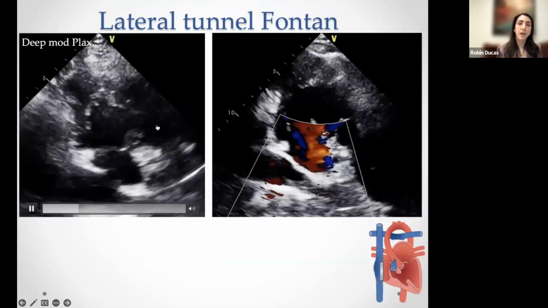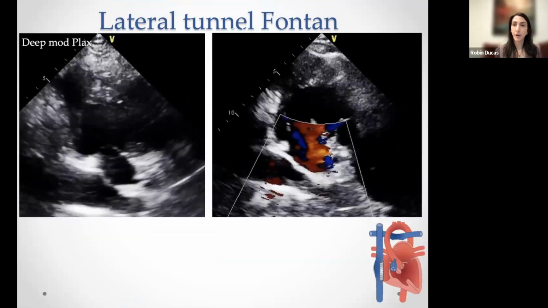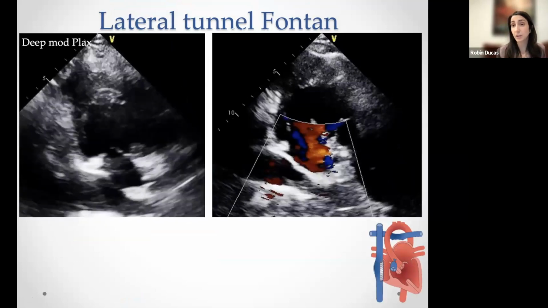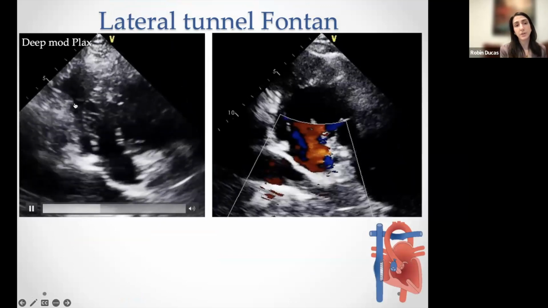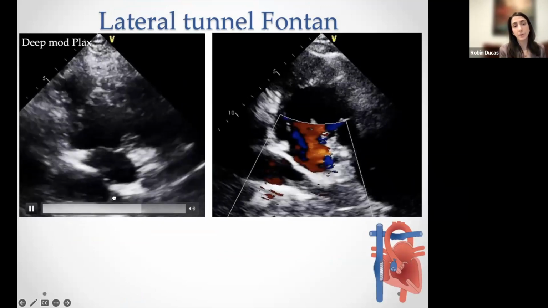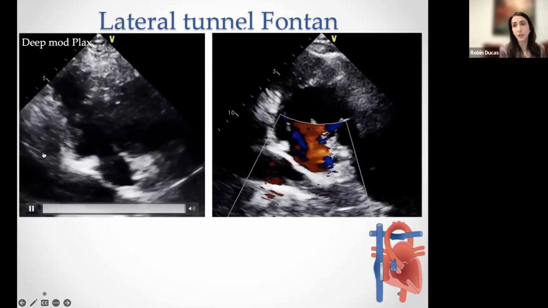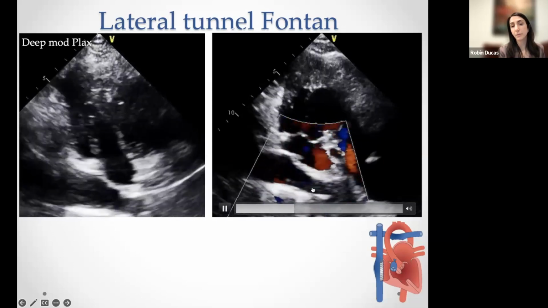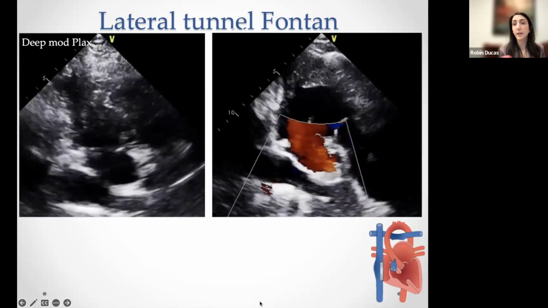For another evaluation that we can do to better evaluate the length of the baffle, we can do a deep modified parasternal long axis view. And what we see here is there's our systemic ventricle, and this structure behind the heart is actually the lateral tunnel. And when we throw color on there, you can see that there is some venous flow in there, and it is lower velocity.